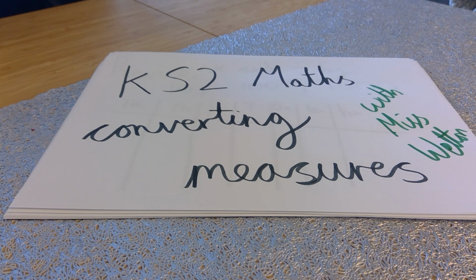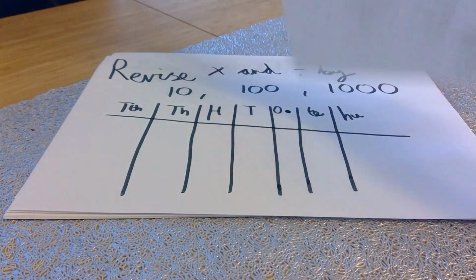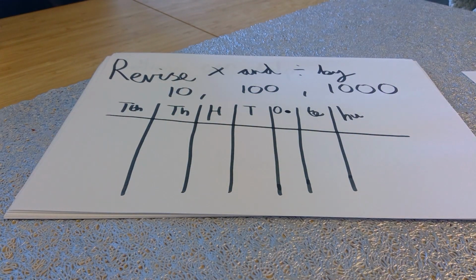All week we're going to be looking at units of measure, think about capacity, length, weight, and today we're going to look at the first step in how to convert measures. So before we convert measures, we have to think about revising, multiplying and dividing by 10, 100 and 1000 because that is going to be the method for conversion.